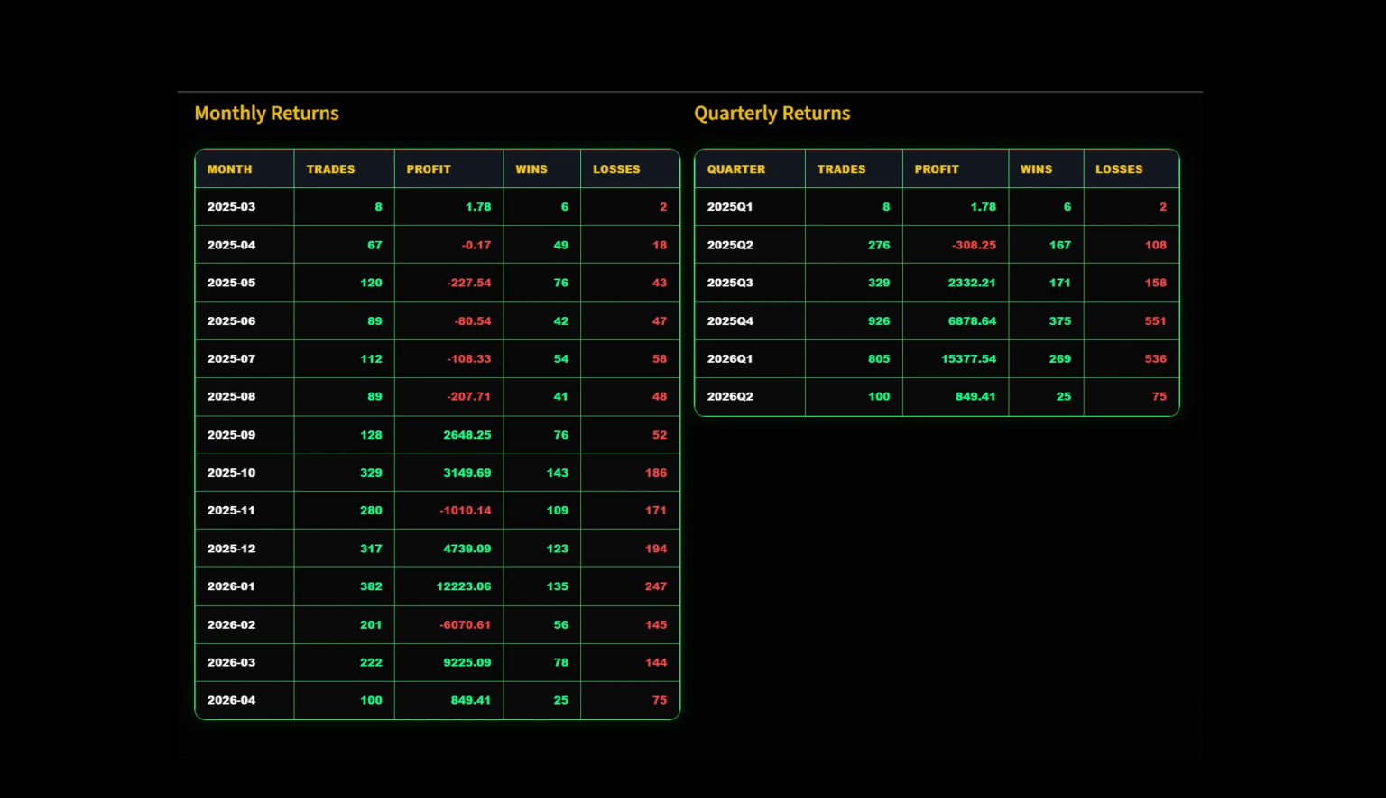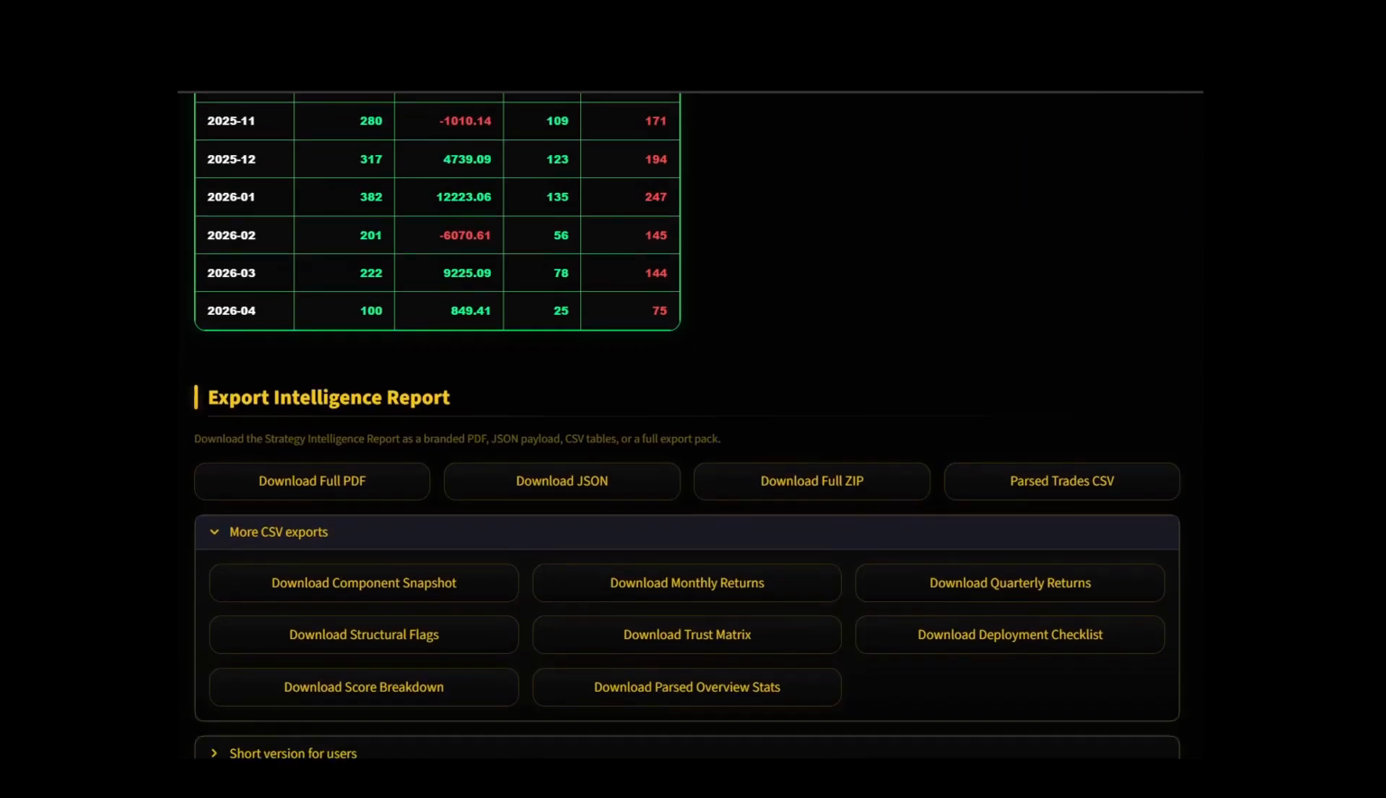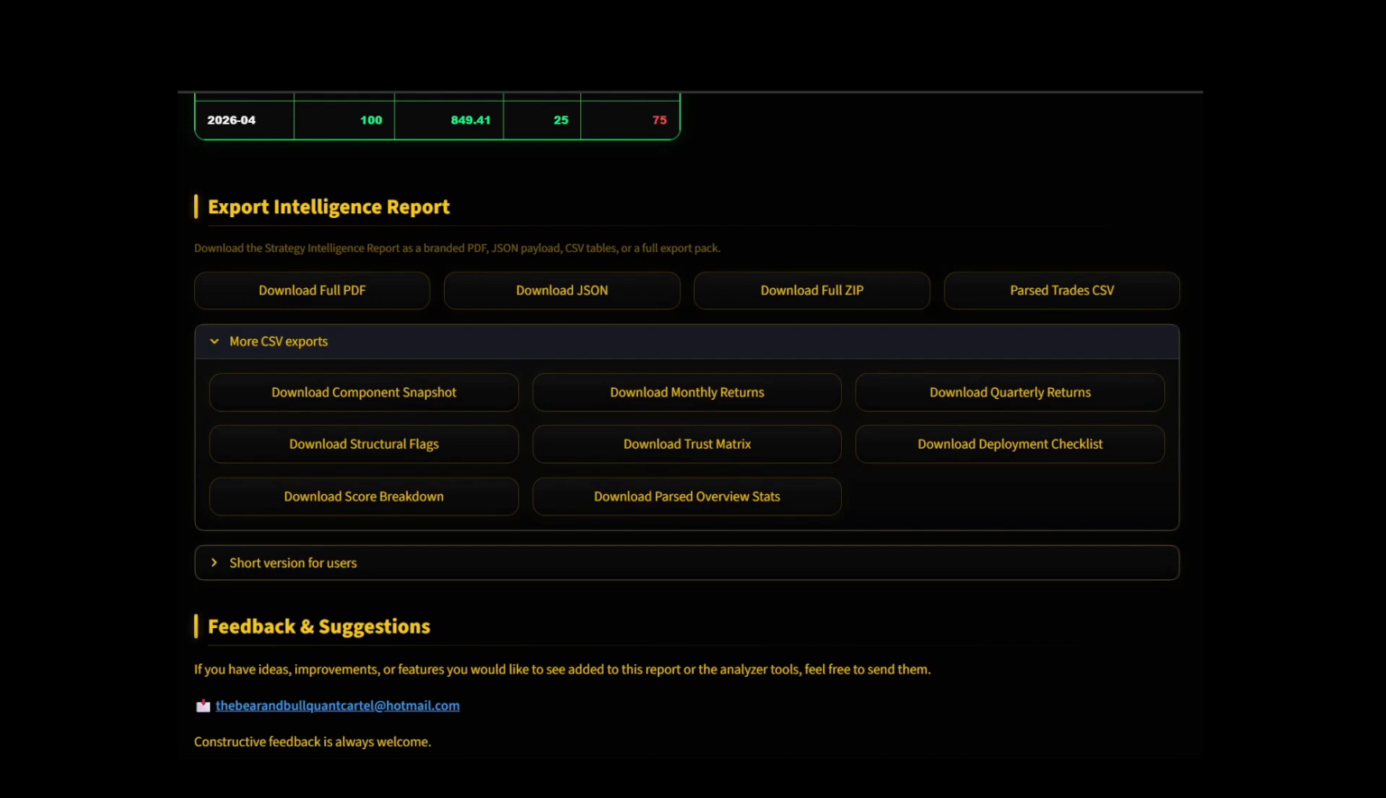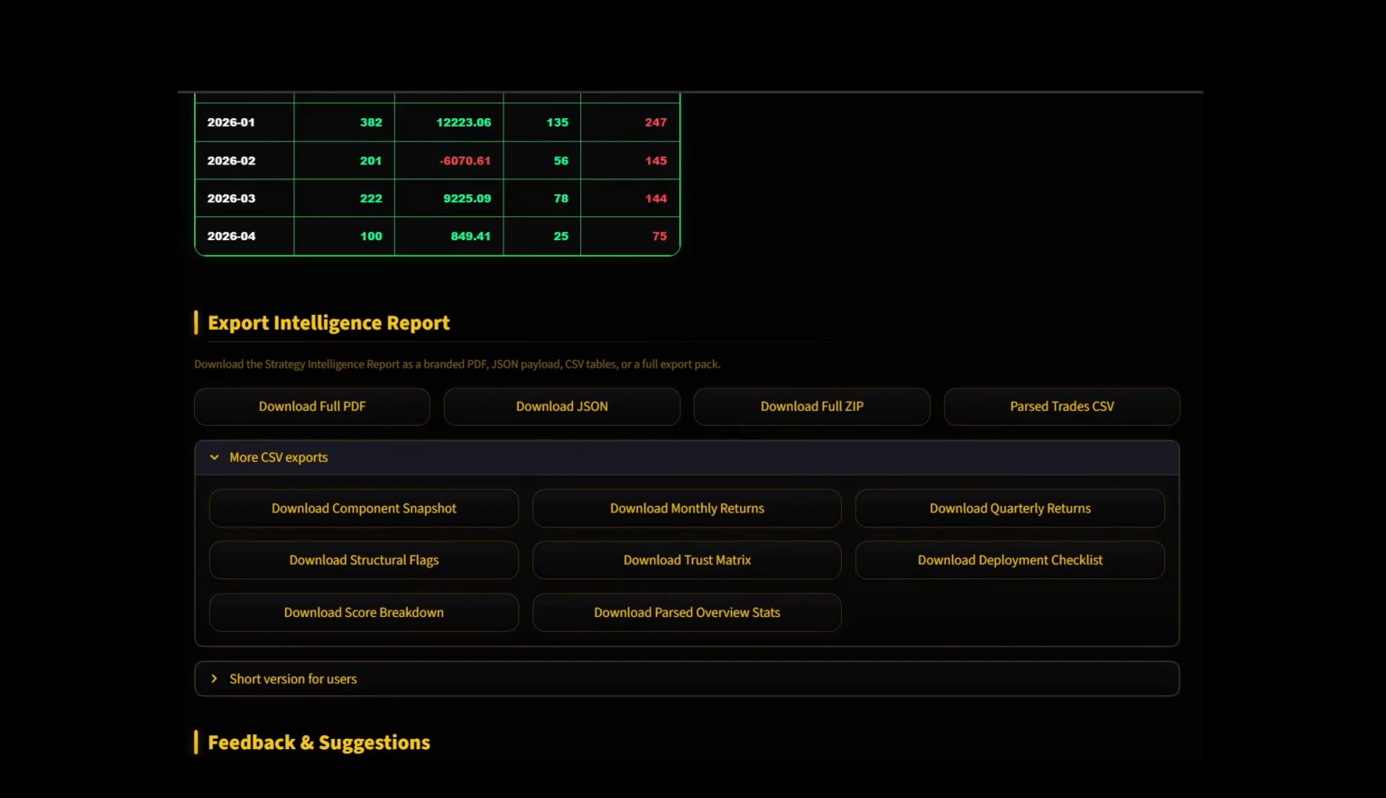Then at the bottom, we get the Export Intelligence Report section. Here, the full report can be exported. You can download the branded PDF, the JSON payload, the full ZIP package, the parsed trades CSV, and extra CSV exports like the component snapshot, monthly returns, quarterly returns, structural flags, trust matrix, deployment checklist, score breakdown, and parsed overview stats. This is important because the report is not only something you look at once on the page. You can save it. You can compare it later. You can keep evidence of the analysis. You can inspect the raw tables, and you can use the exports as part of a bigger validation workflow.